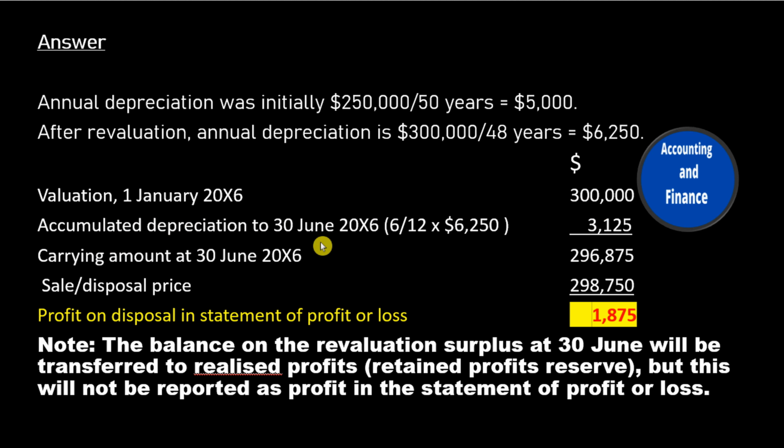Accumulated depreciation to 30 June 20x6, 6 over 12 times $6,250, $3,125. Carrying amount at 30 June 20x6, $296,875. Sale or disposal price, $298,750. Profit on disposal in statement of profit or loss, $1,875.